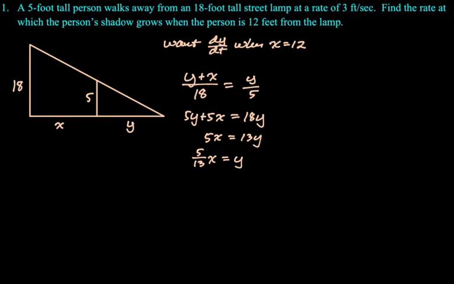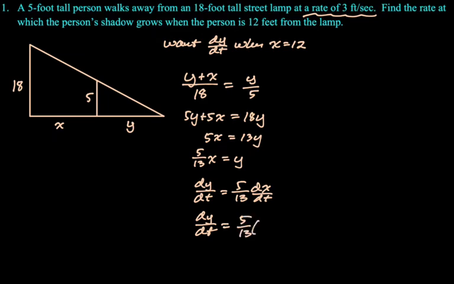Now what we need to find is the derivatives with respect to time. So dy/dt is going to be 5/13 dx/dt. And dx/dt is that rate that we were given, so we know that this is 3. So dy/dt is going to be 5/13 times 3, and so that's going to be 15/13. And then our units are going to be feet per second because it's still just a linear thing.